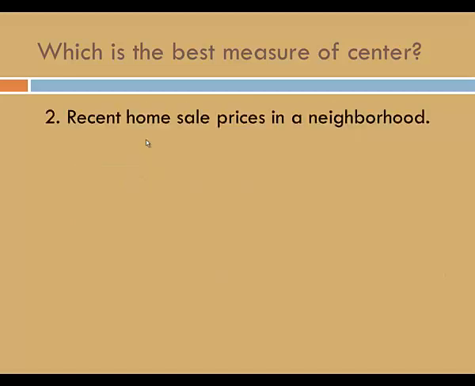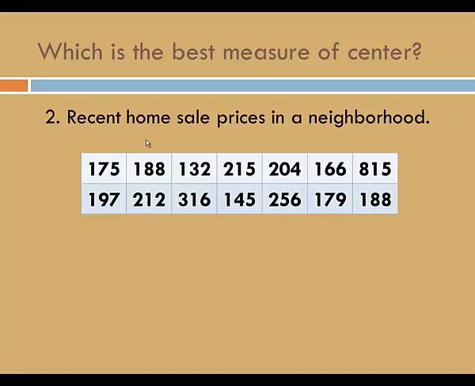What if you're in the market for a new home and a particular neighborhood is of interest to you? You might want a summary of home prices in that neighborhood. Here's a data set that contains the recent home sales prices for 14 homes in a particular neighborhood. These are in thousands of dollars.